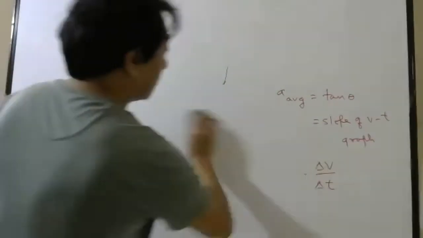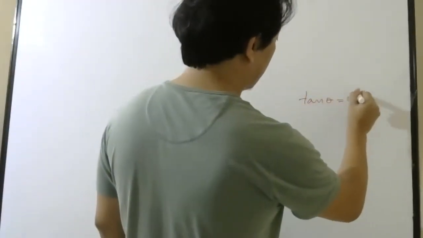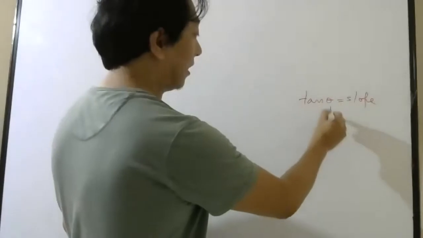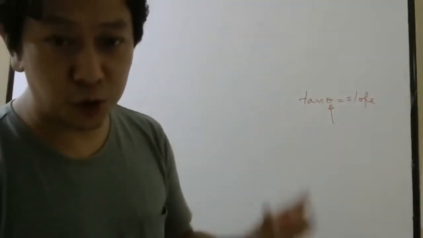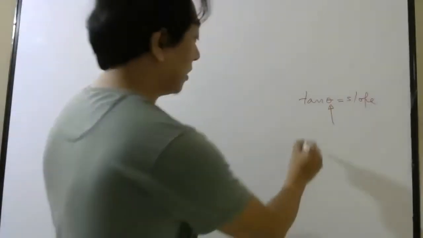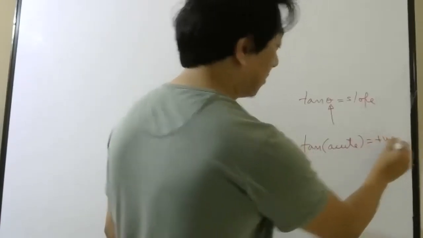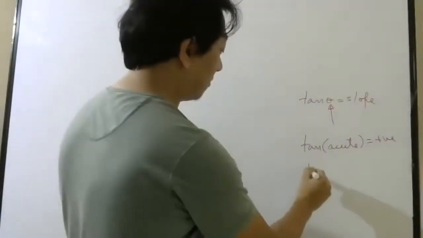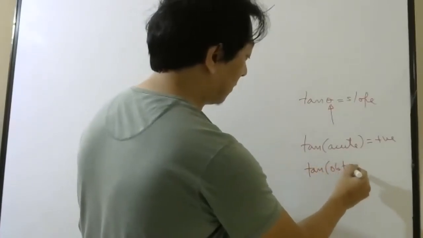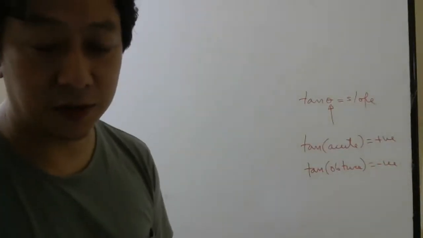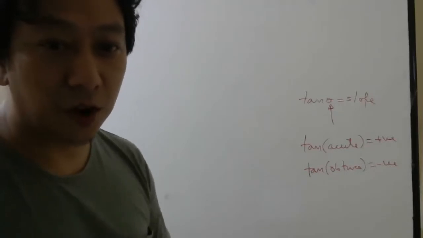Now, since slope is coming and slope is tan theta, you need to remember that this can be negative. Slope can be negative depending on the angle. I don't know if in trigonometry they have taught you or not, but the tangent of an acute angle with the positive x-axis is positive, and the tangent of an obtuse angle is negative. So please remember, slope can be positive or negative. Therefore, velocity can be positive or negative.